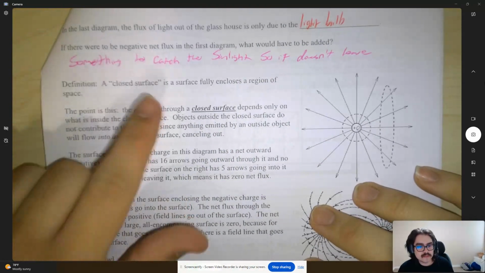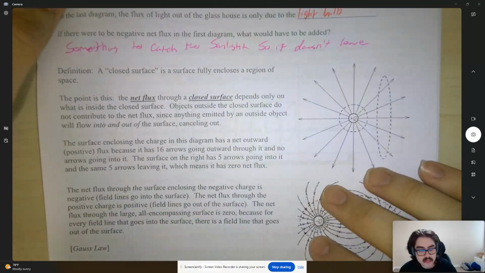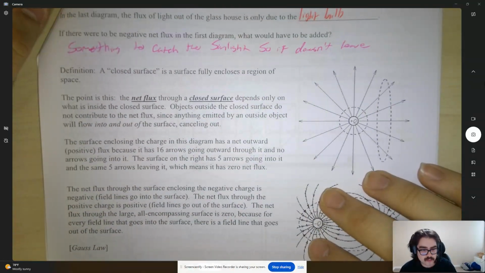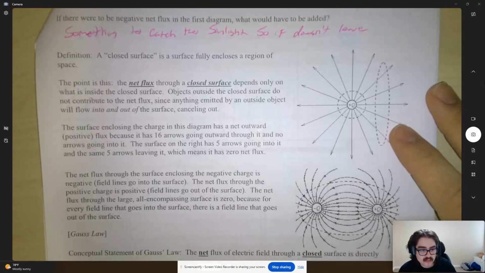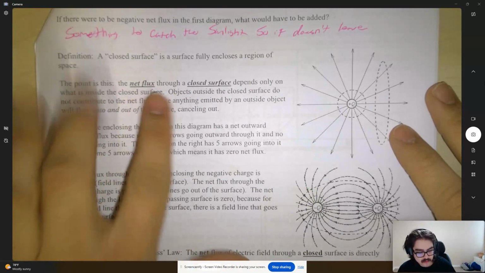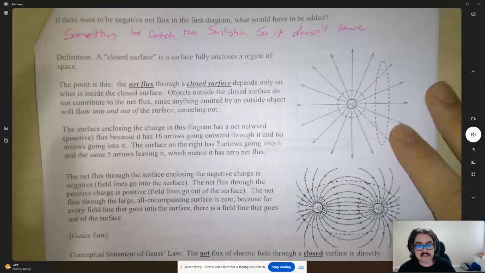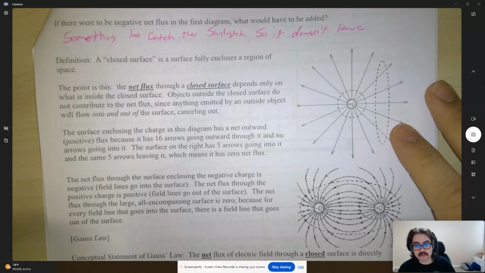By the way, a closed surface is a surface that fully encloses a region of space. This goes in tandem with Gaussian surfaces, which is the big point of the next section. So the biggest thing that's important is the net flux through a closed surface depends only on what's inside of the closed surface, because anything outside the closed surface doesn't contribute to the net flux, because everything that enters the surface is also going to exit.